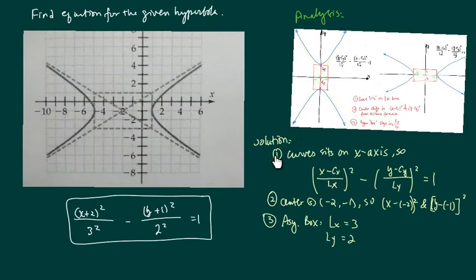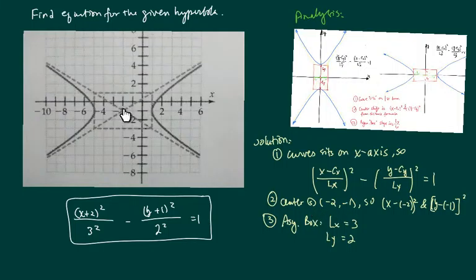Alright, so here's the solution. The curve sits on the x direction, so let's form the general formula. Our general form is going to be the x term comes first, and this equals 1. So there's x minus cx, wherever the center is, divided by the length along the x direction. Here's the box. And then what we're going to do is read the center next.